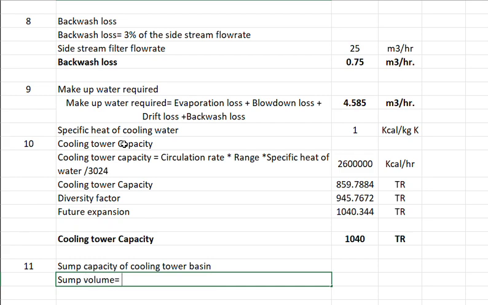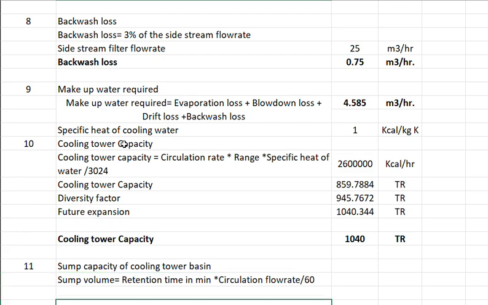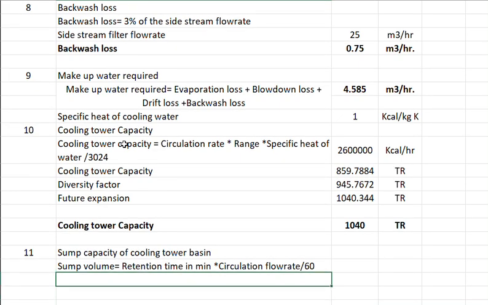Basically, sump volume is calculated based on experience, and I put one reference formula so that you get the idea. We need the residence or retention time in minutes, into the flow rate of the pump, or the circulation flow rate, divided by 60. So you get the basic idea of how much sump volume is required.